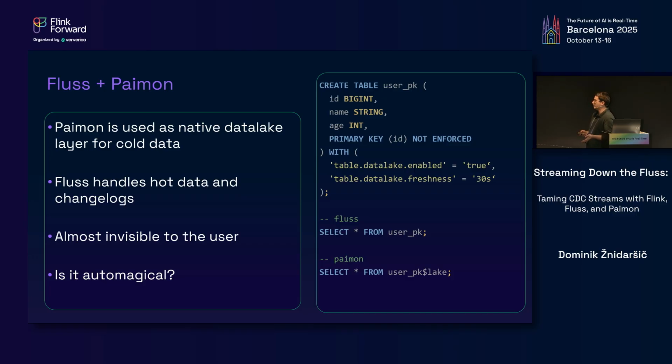Fluss will have hot data, it will have some change logs, and you can consume change log from Fluss, which is also very nice. And the best part is it's invisible to the user. Sadly, it's invisible only to the SQL users, but let's face it, most of the stuff can be done in SQL, and some simple things don't need Java abstractions to be built. But does it just work out of the box?